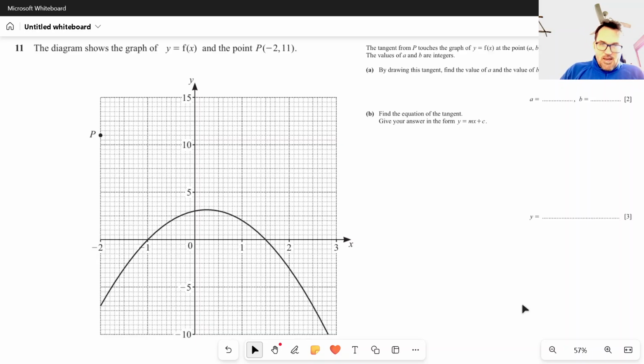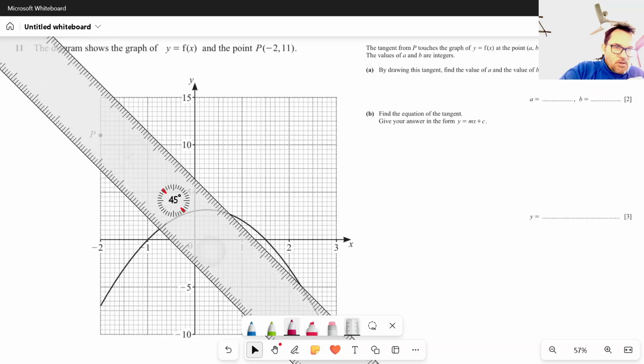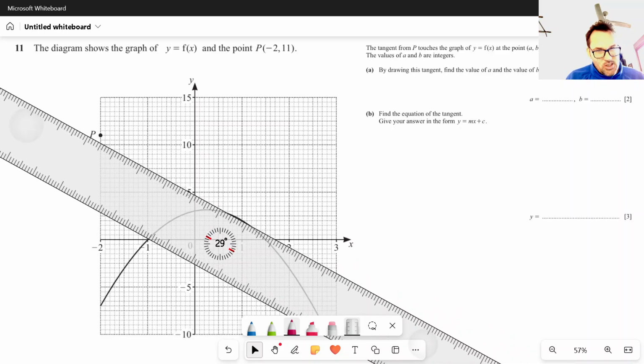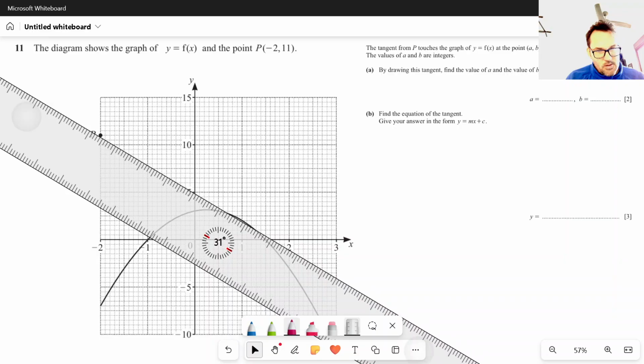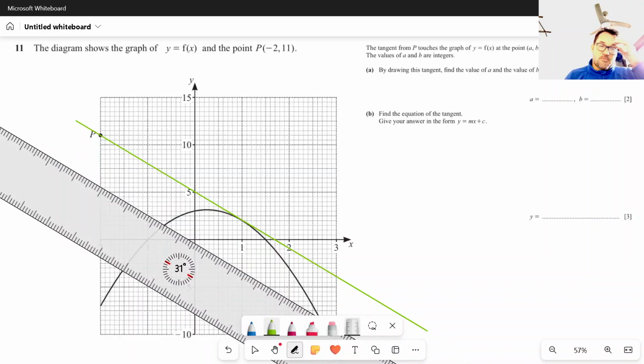So question 11, shift to another board. That means now I can draw a tangent. Okay, so they say the tangent from P to the function. So tangent, of course, goes through P and it touches the line. Okay, so take my ruler, I'm going to draw a tangent. I think it's going to look like this. Beautiful, beautiful. Okay, so be accurate.